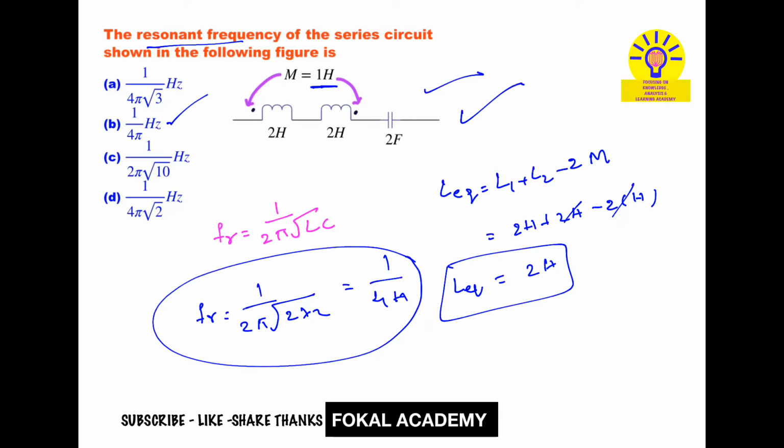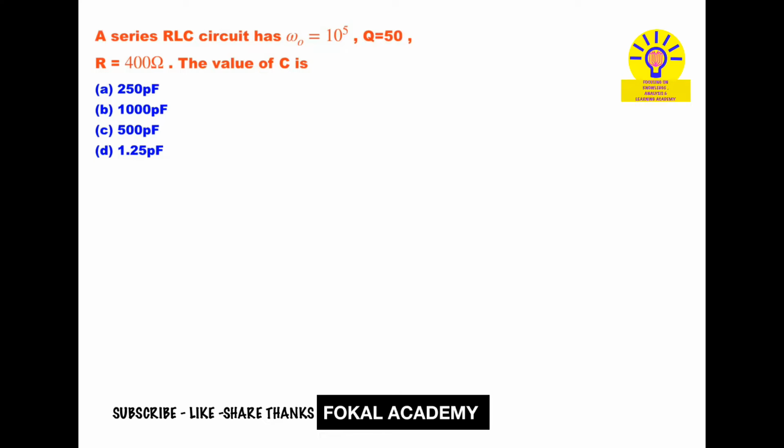Next problem. In this problem, a series RLC circuit is given. The resonant frequency is given as 10 power 5, quality factor is equal to 50, and the resistance is given as 400 ohms. Then what is the value of the capacitor?